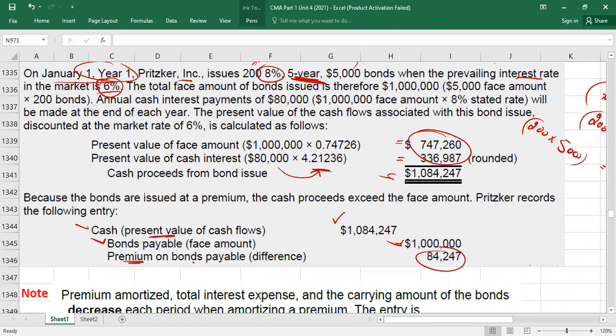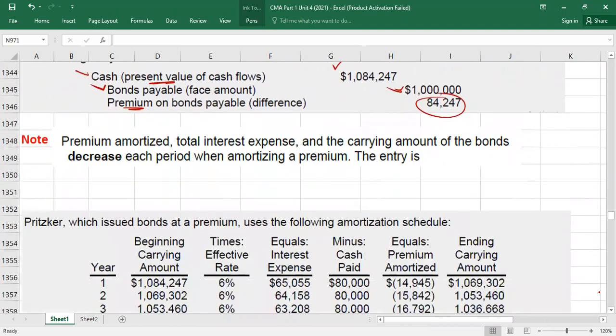And which method do you have to use? Effective interest method. Which method? Effective interest method. Here we go. What is the effective interest method? Please listen to what I'm saying now.